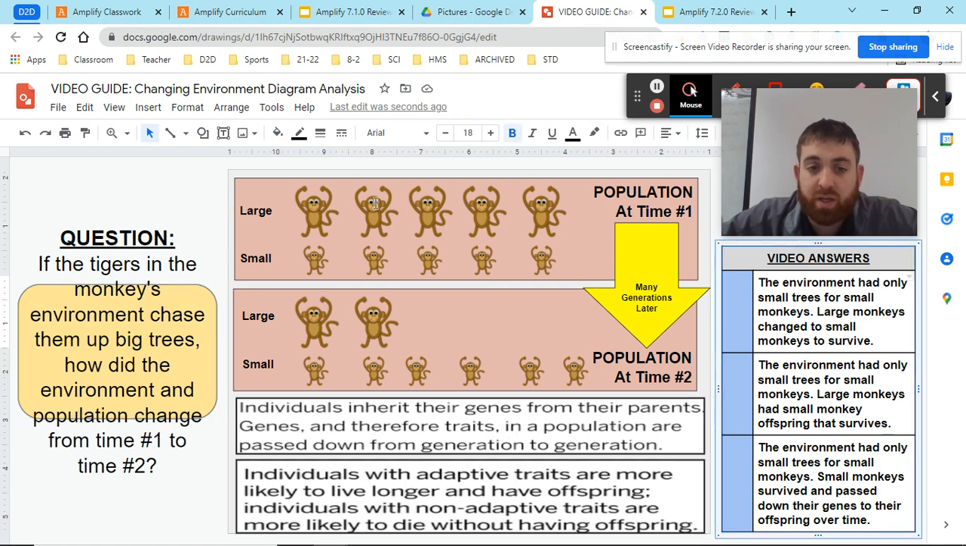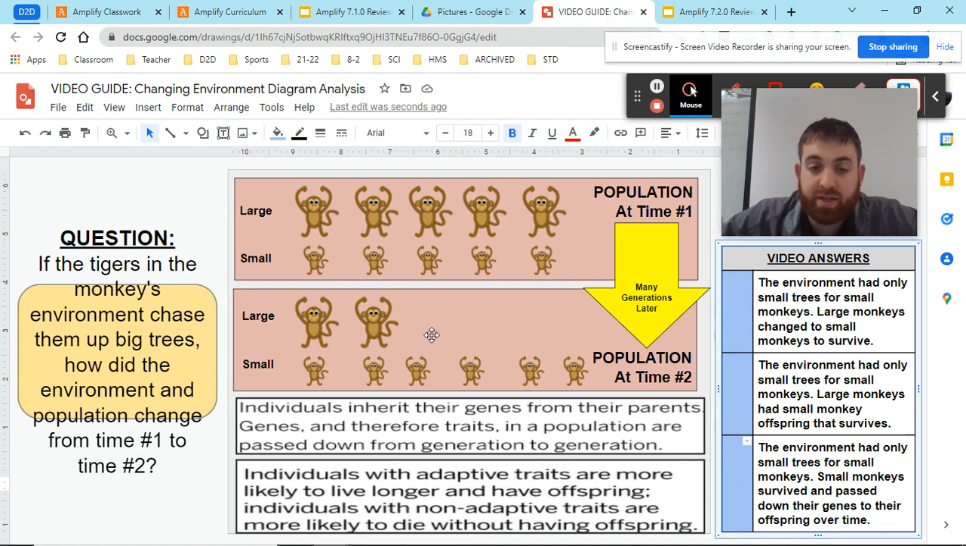We know that large monkeys cannot change to small monkeys. Whatever traits they have are the traits they keep. We know that large monkeys can't have small monkeys because individuals pass their genes on to their offspring, and those genes and traits become their offspring's. So the only possible answer is the third one: the environment changed to have only small trees, so our small monkeys had the adaptive trait, and these guys passed down their traits to their offspring over time.